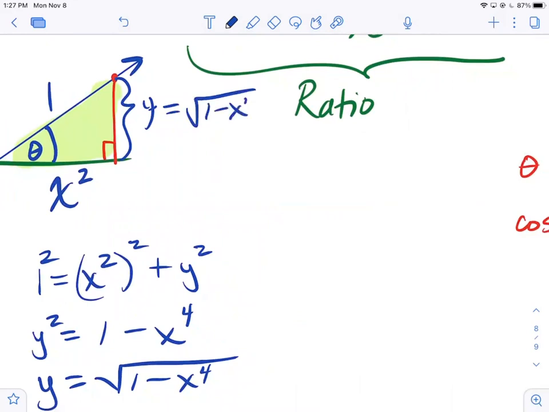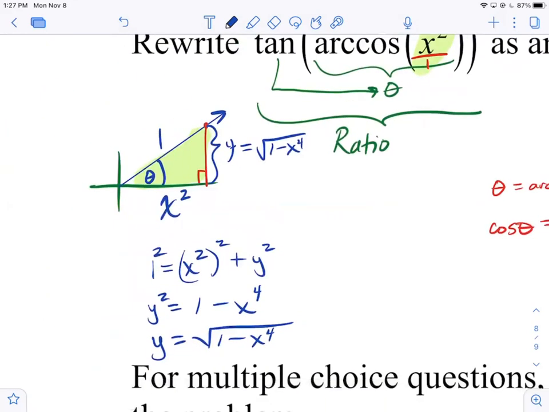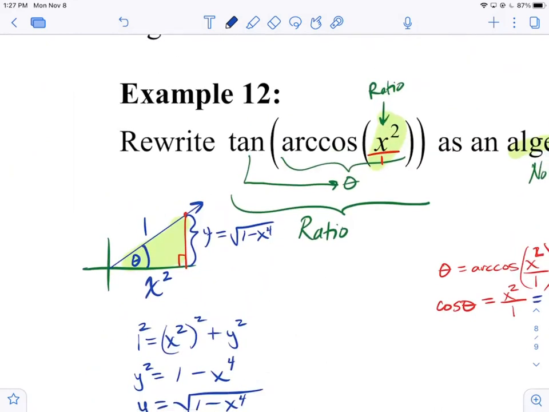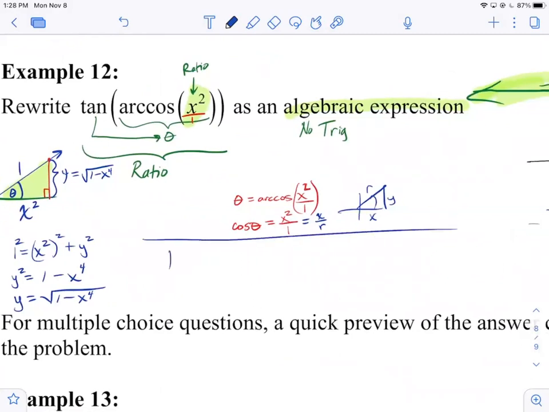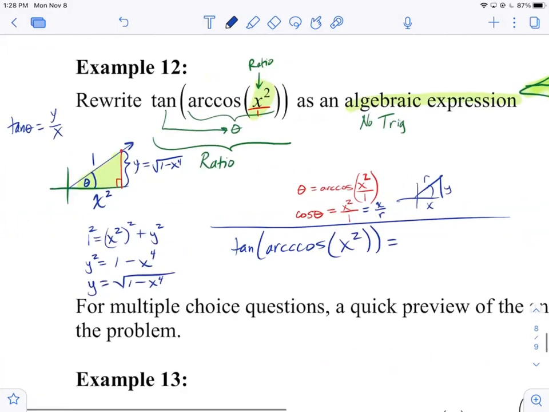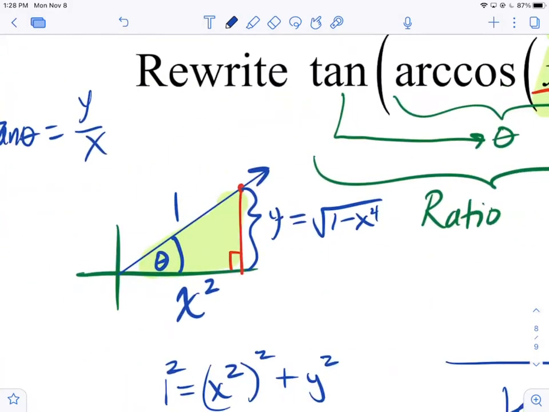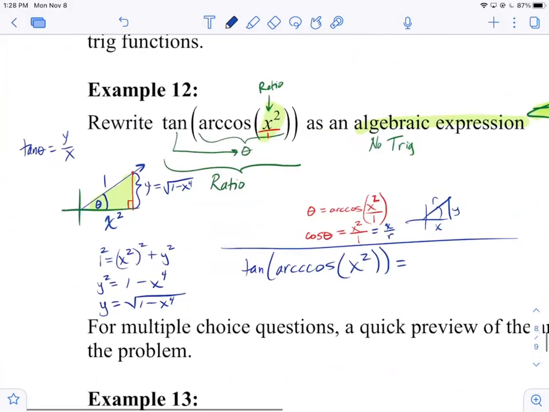So now we really have all three sides of this reference triangle in terms of x, for whatever theta is. Well, what's the final charge here? We want now the tangent of that angle. What's the definition of tangent in terms of x, y, and r? y over x. So I think we could do it now. Here we go. Let's write the whole thing again. Tangent of arc cosine of x squared is equal to the tangent of theta, which would be the square root of 1 minus x to the 4th, over x squared.